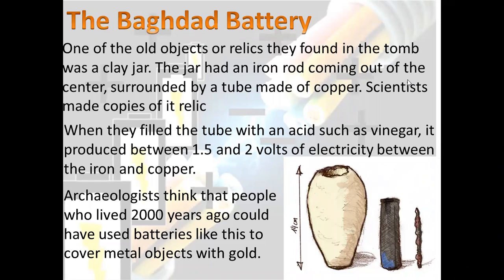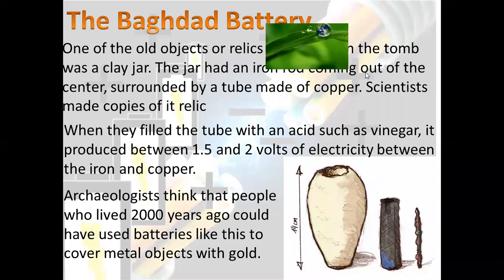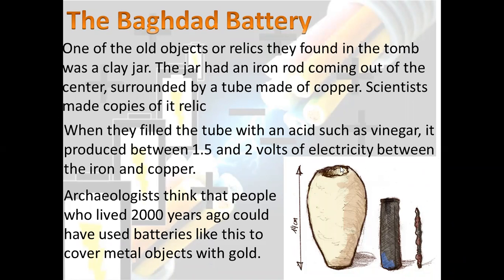When they filled the tube with an acid such as vinegar, it produced between 1.5 and 2 volts of electricity between the iron and the copper. Archaeologists think that people who lived 2,000 years ago could have used batteries like this to cover metal objects with gold.